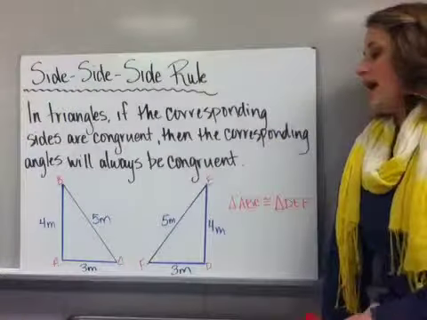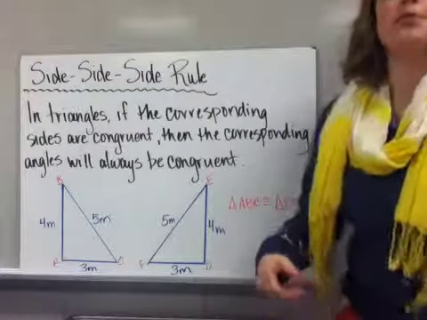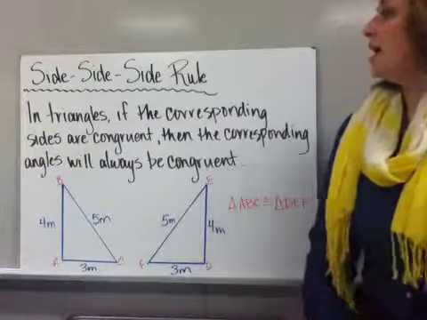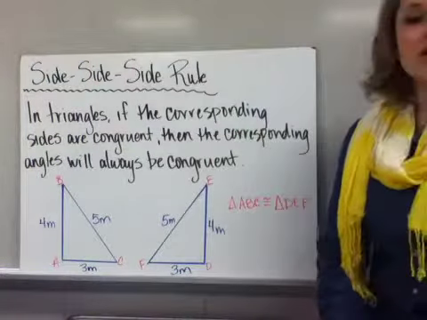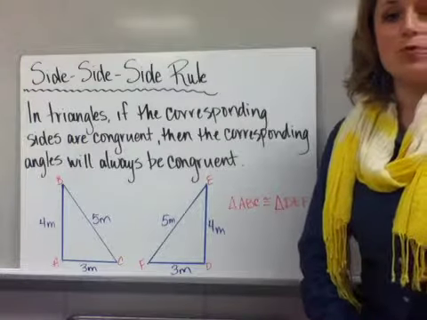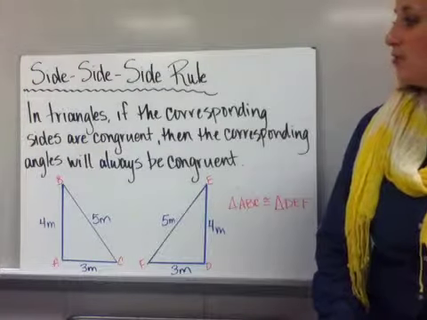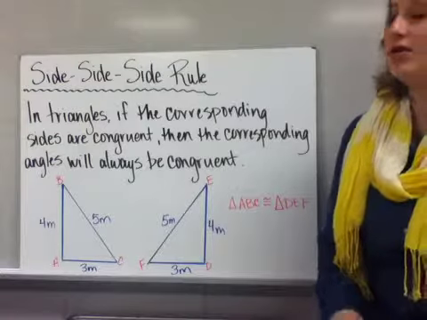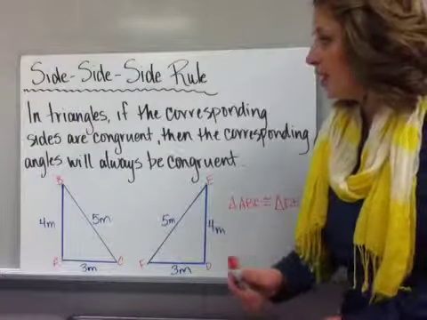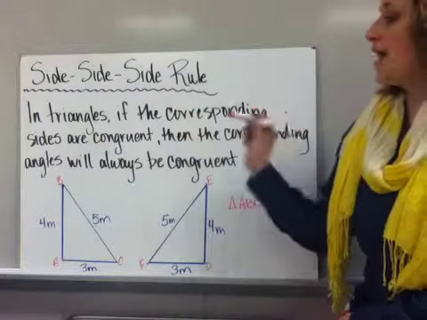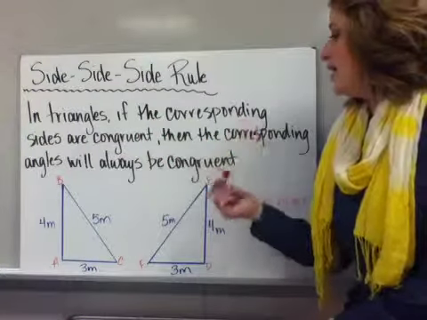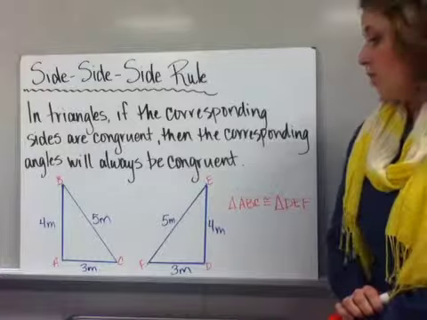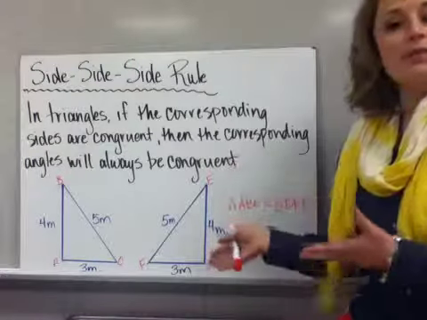In triangles, we have a special rule that's kind of a shortcut to proving that these are congruent. It's called the side rule. You're going to look more into this and actually prove this rule whenever you take geometry in high school. And you'll learn about other rules that are similar to this that apply to triangles. The side rule states, in triangles, if the corresponding sides are congruent, then the corresponding angles will always be congruent. This only applies to triangles.